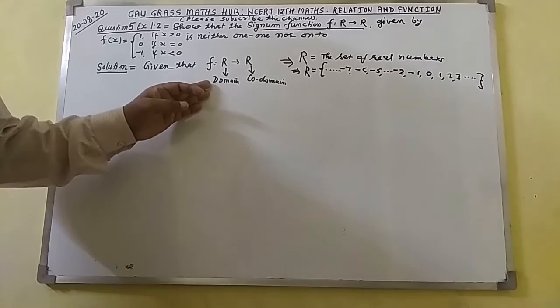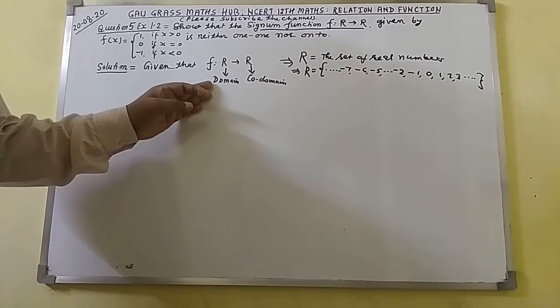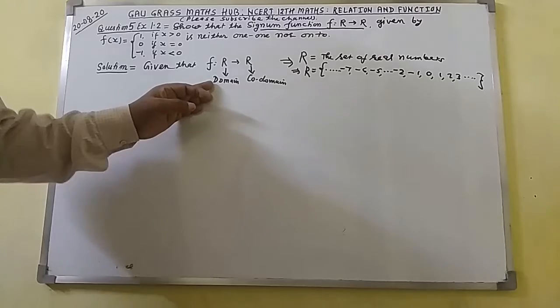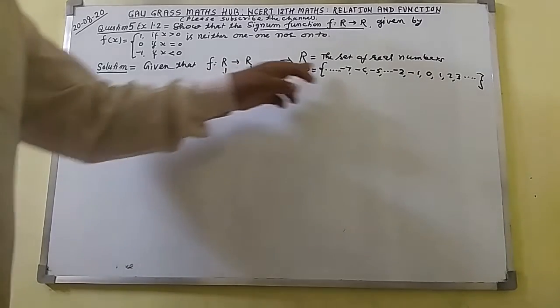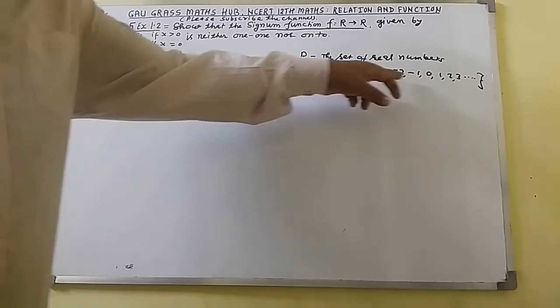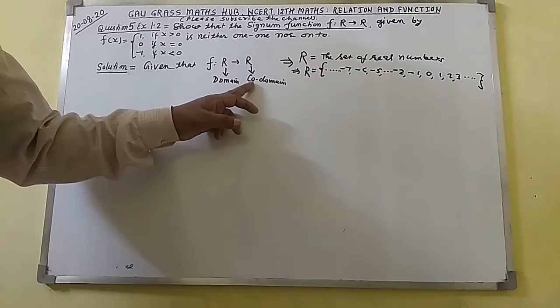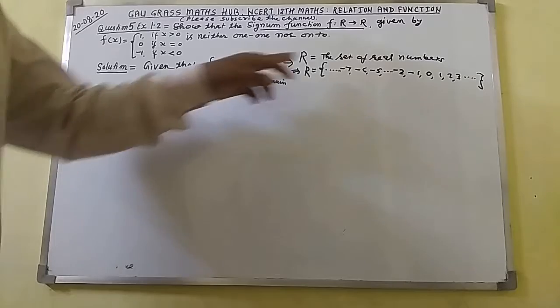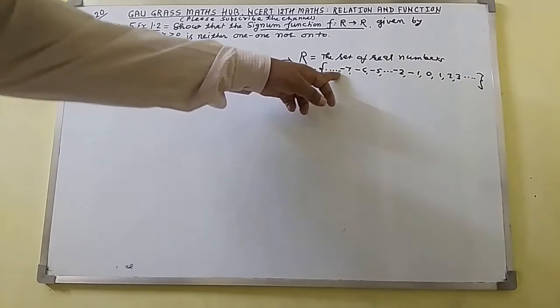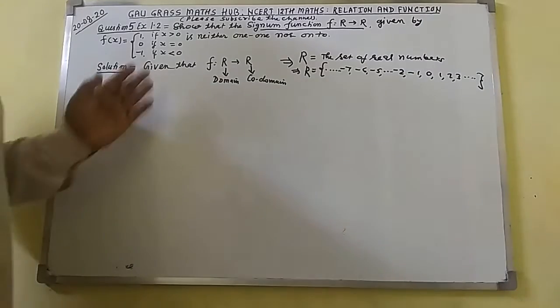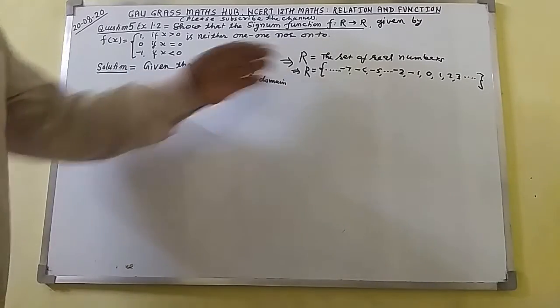So the domain: the element of the domain can be any member amongst these members. The element of the codomain can be any member amongst these members. So this is the definition I have explained in detail.